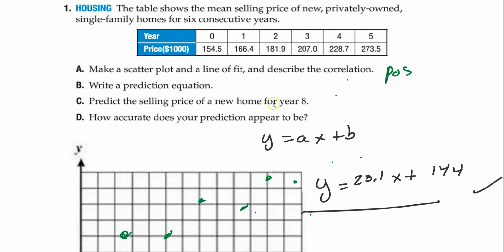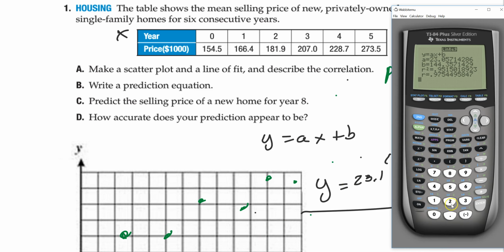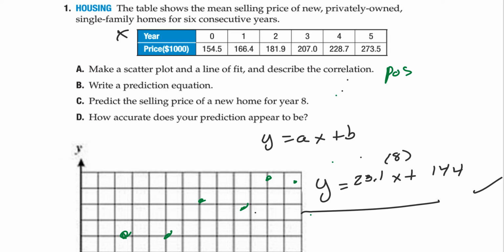Predict the selling price of a new home in year 8. Well, years were X, so we're just going to plug in 8 here. So we have a calculator. Let's do that, 23.1 times 8 plus 144. So in 8 years, selling price of a home would be $32,328.8 thousand. That's a lot. So that's the way that works.